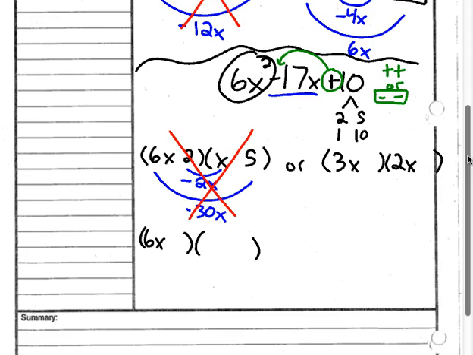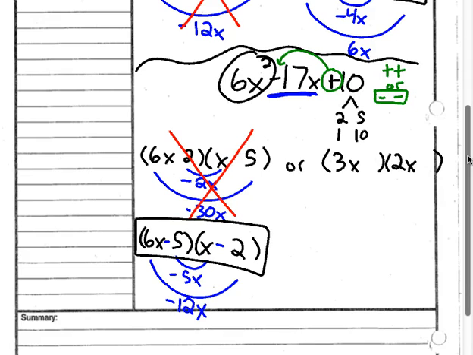Let's try reversing it. So let's try putting the 5 with the 6 and the 2 with the x, and let's see what happens. So I have 5x and 12x, and once again, we already talked about, we know both of those should be negative values here. And if you notice, negative 5x and negative 12x actually do give us that negative 17x we were looking for. So I need to make sure I put the signs properly in there. And now this actually is the proper factoring.